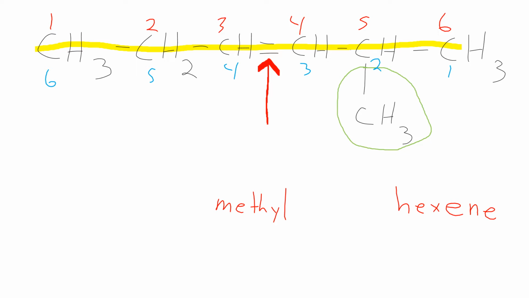Well, we can see with the branch now that we're going to get a lower number if we use the blue numbering system. So we have to use the blue numbering system. So in the blue numbering system, the functional group would be between the 3rd and the 4th carbon. That would make that a 3-hexene. The branch is located on the 2nd position, so we would get 2-methyl 3-hexene.